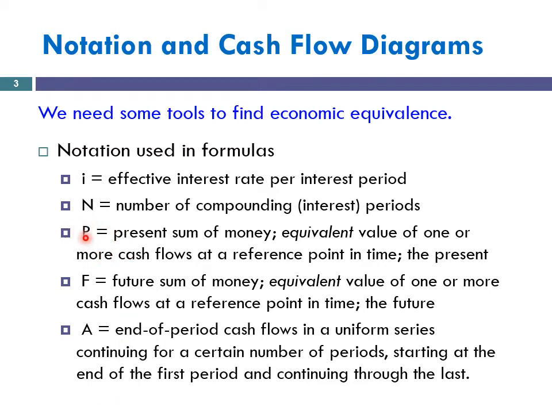P, on the other hand, represents the present amount, present sum of money, the money that you have at current time. It's the equivalent value of one or more cash flows at a reference point in time, which we call the present. So later on we will do some analysis, but always we will have these cash flows starting usually by time 0. Time 0 means now. And for example, this 1, 2, 3, these are the periods. And these periods can be months or years, depending on the situation, it may change.